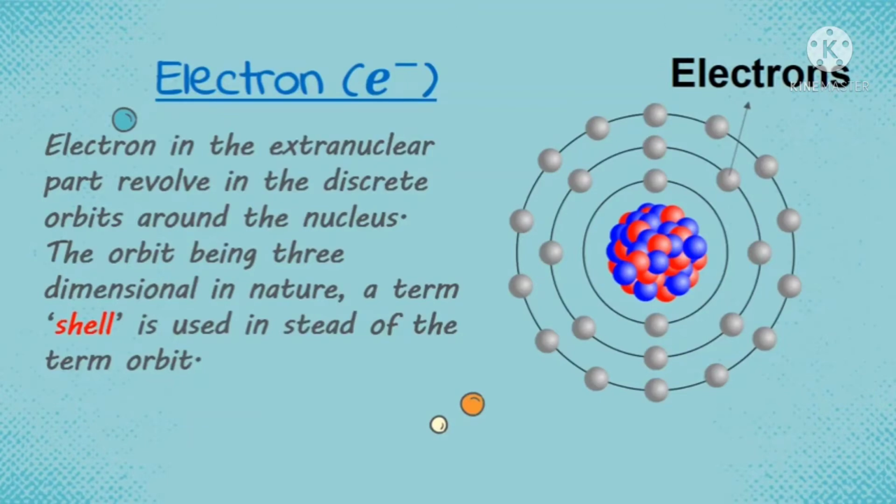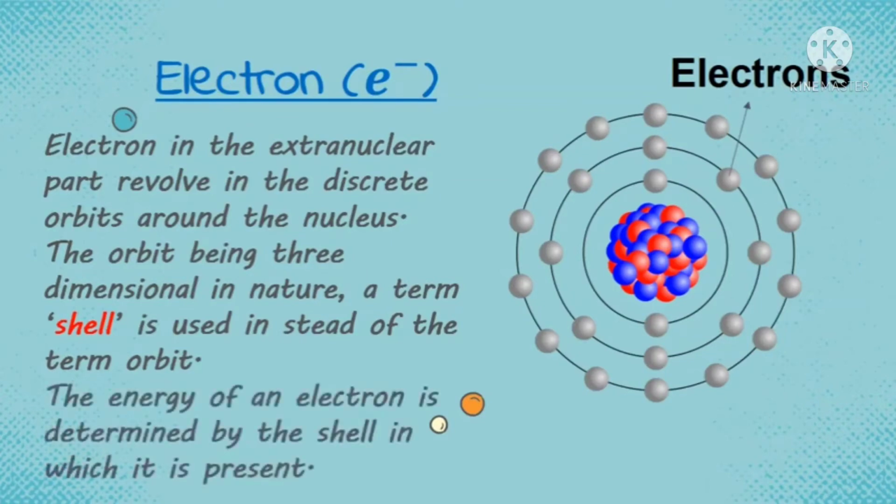So the electrons revolve in the particular shell. So which are the shells that we are going to learn. The energy of an electron is determined by the shell in which it is present.